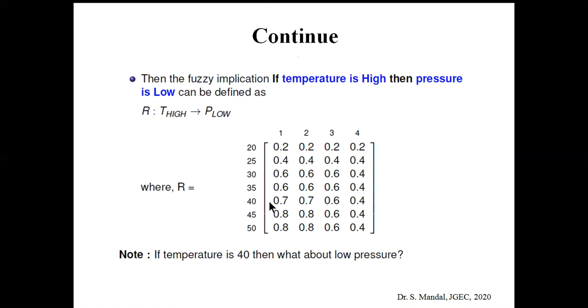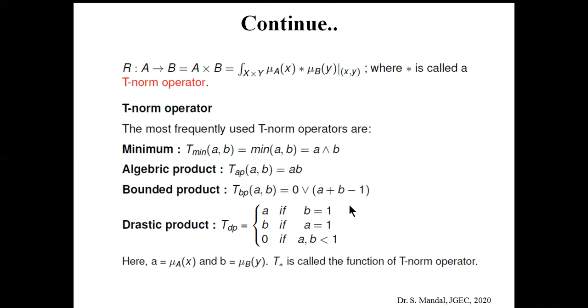So just move to the row corresponding to 40 degree temperature. You can see that for low pressure of 1, the corresponding certainty is 0.7, for pressure 2, 0.7, 0.6, and so on. And there are several operations that can be implemented on the fuzzy relation or fuzzy rule, like A cross B, and it is given by the integration of x cross y, mu x into mu y, but it is known as the T norm operator.